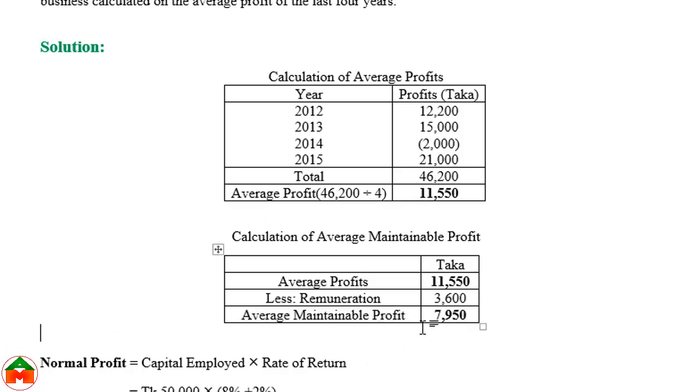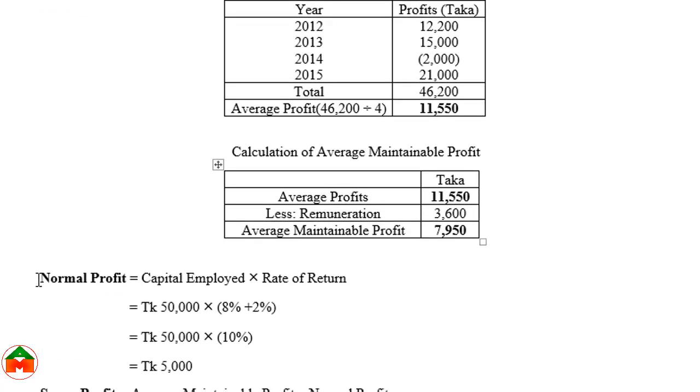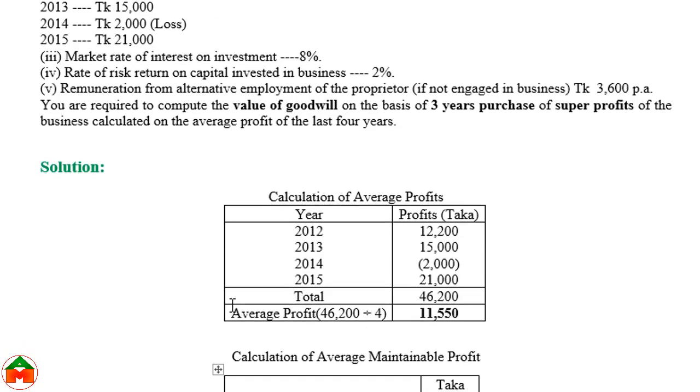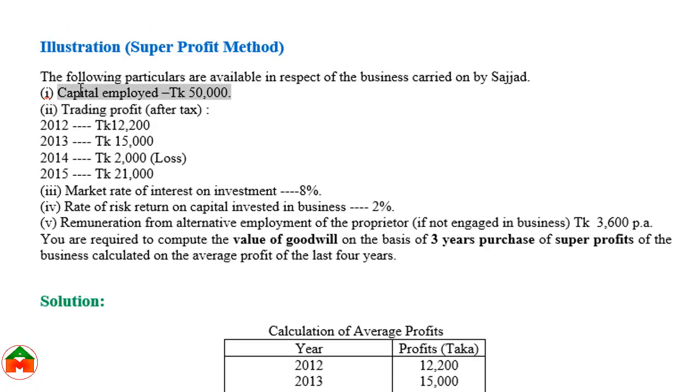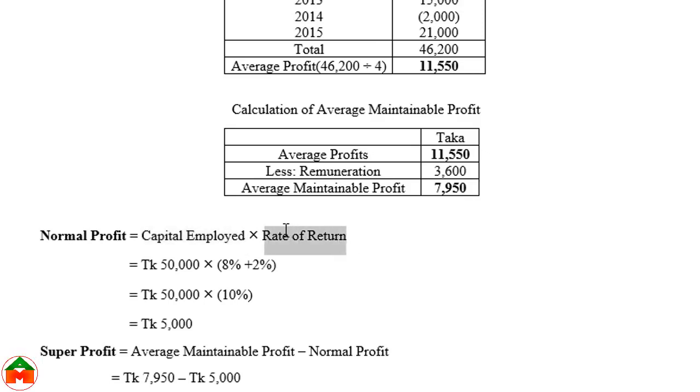This is our one part, average maintainable profit. Now we need to calculate the normal profit or normal return on the basis of capital employed. Our amount of capital employed is 50,000 and we will get 8 plus 2, that means 10% return. Capital employed multiplied by rate of return, 10% of 50,000 is 5,000. This is the normal profit. And here our average maintainable profit is 7,950 and this is the normal profit.